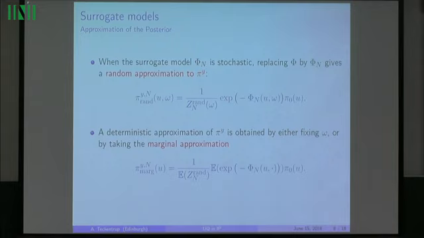Or you can do what we call the marginal approximation. In that case, you're actually integrating out the randomness. Okay? So you're constructing your random surrogate model many times, and then you average over the different realizations of the surrogate model. Okay. Now this was quite technical. I hope it wasn't too technical, but this is just to give you an idea.